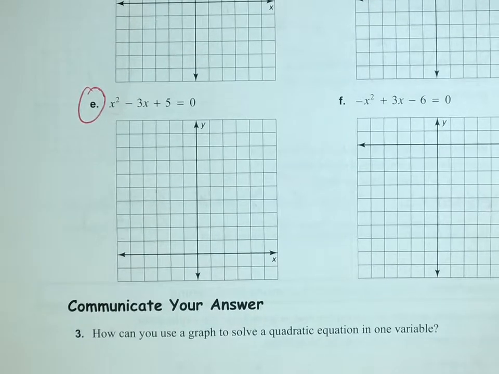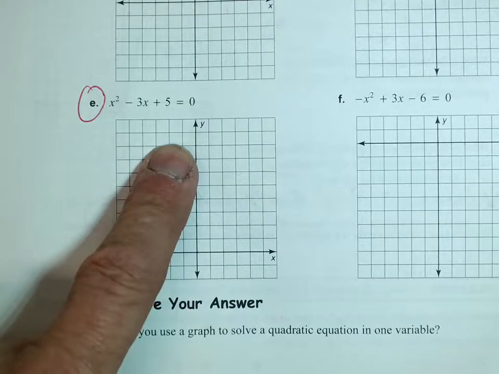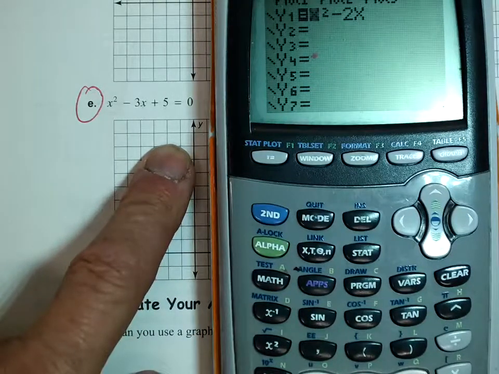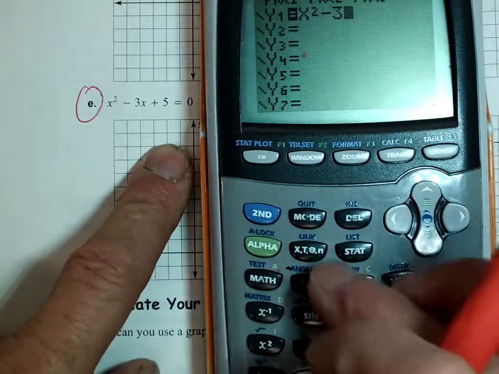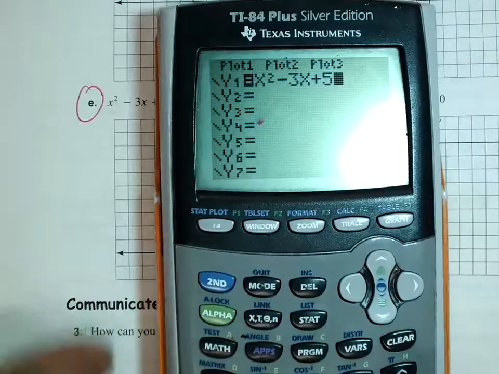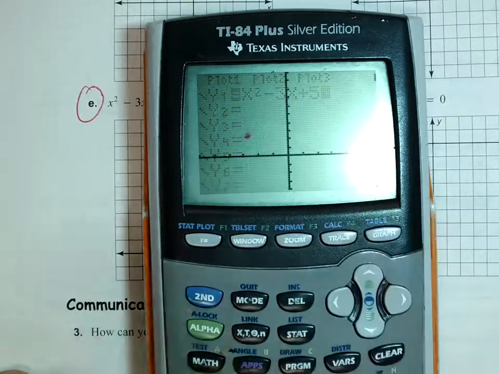So if I look at E, E won't factor, right? E is going to be different. So I'm actually going to graph this one on my calculator. If I go x squared minus 3x plus 5. Okay, guys watching this? Yes, sir. Thank you. Okay, and I graph this.